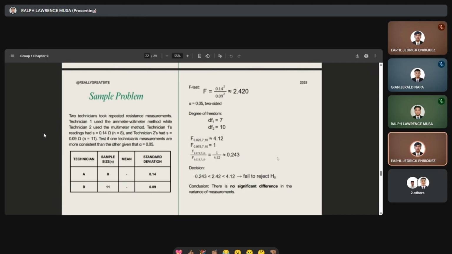The critical F values were 0.243 and 4.12. Since 2.42 falls between these two limits, we fail to reject the null hypothesis, which means there is no significant difference in the variance of measurements between the two technicians. Both methods show similar consistency. Next page.